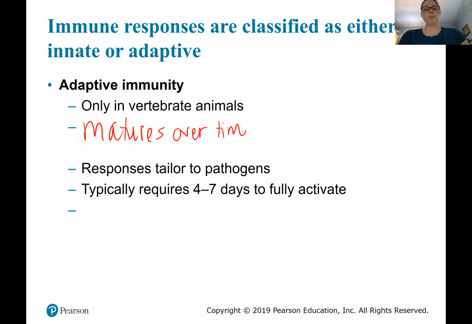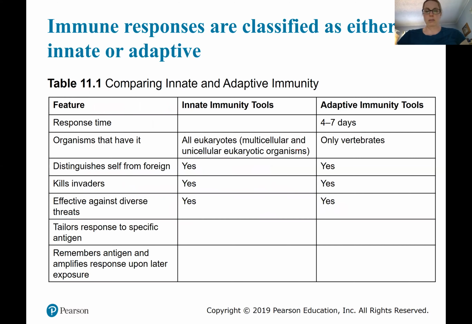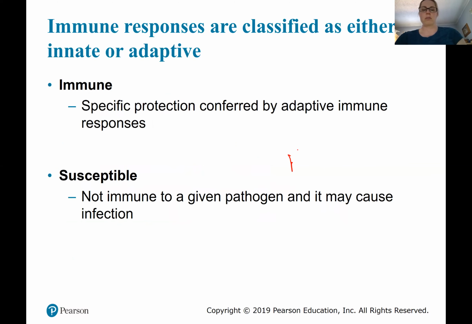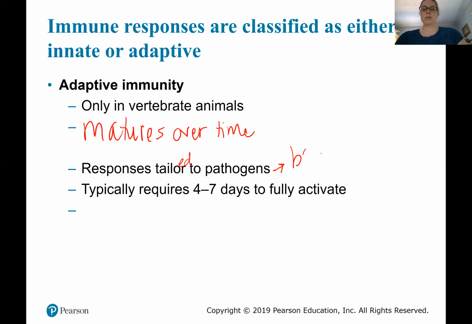Okay, it's not something that you are born with. It matures over time, and its responses are tailored to specific pathogens, based on the person's exposure.